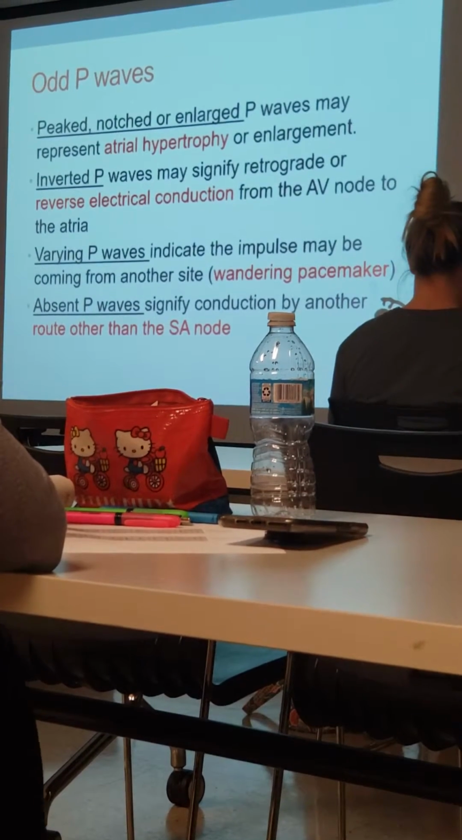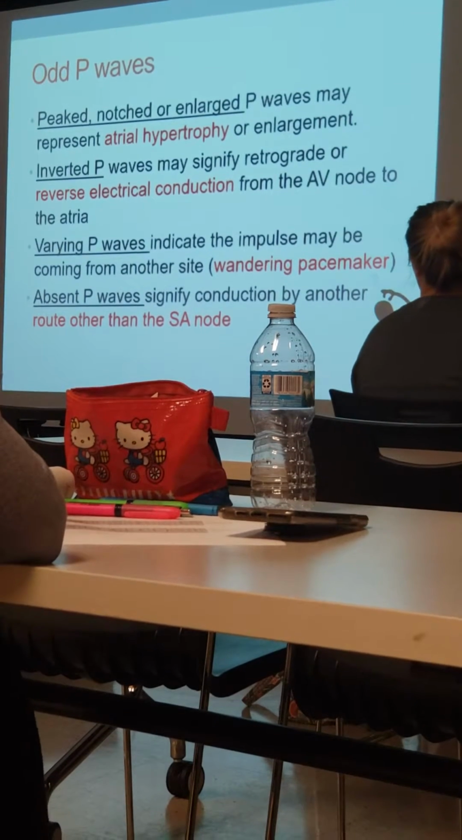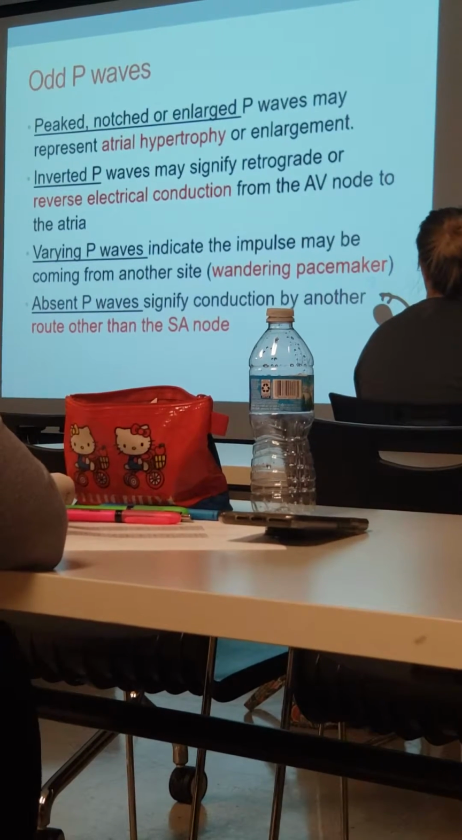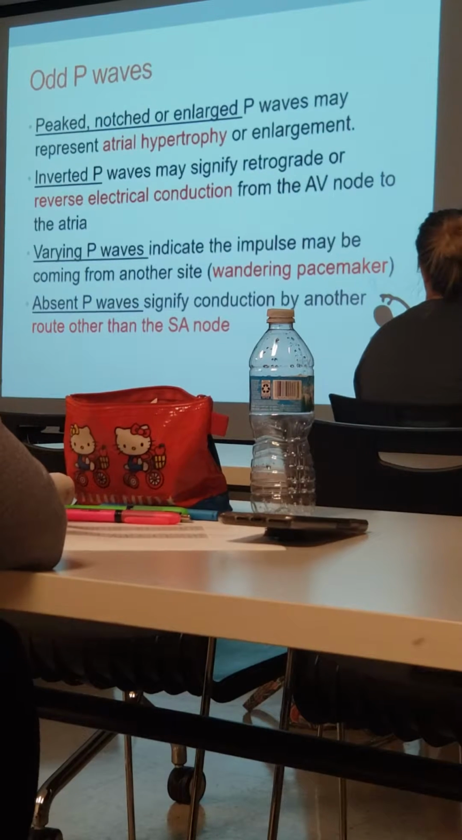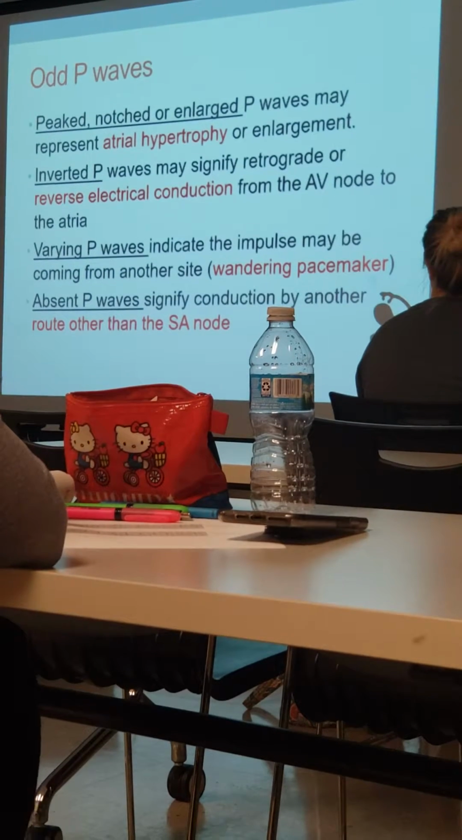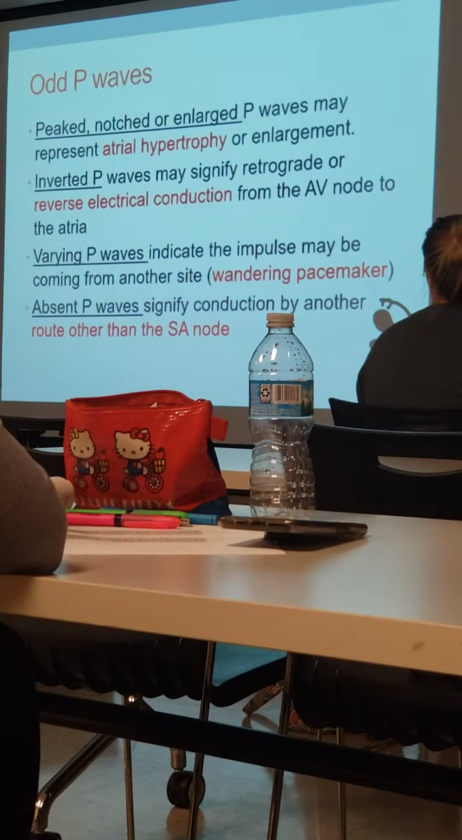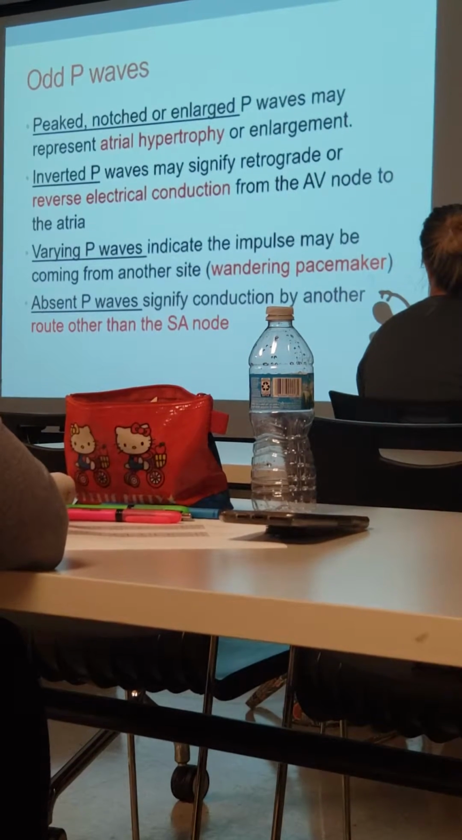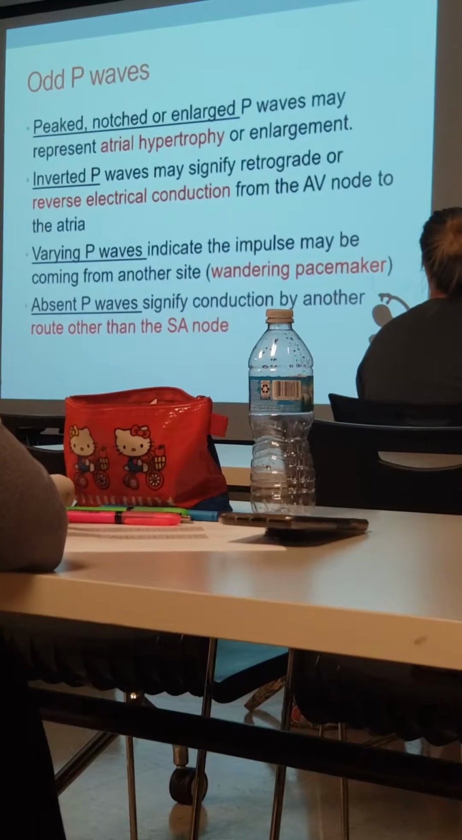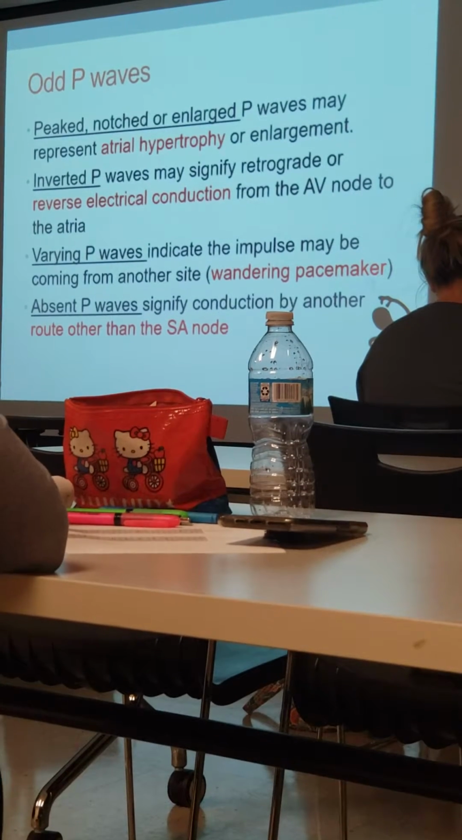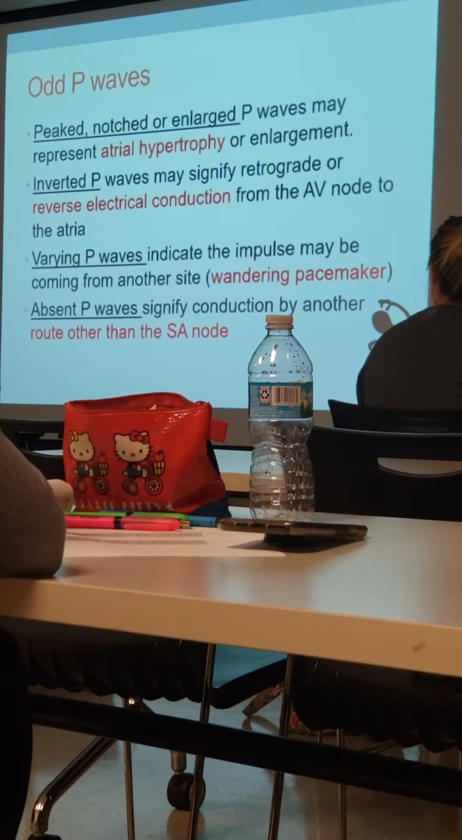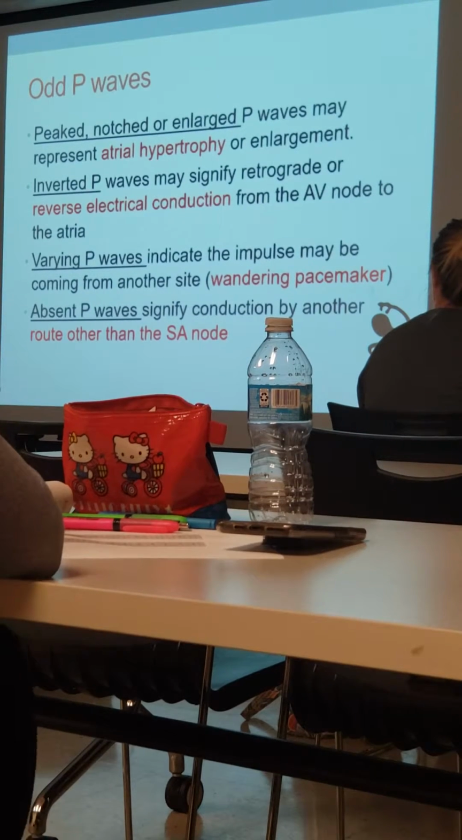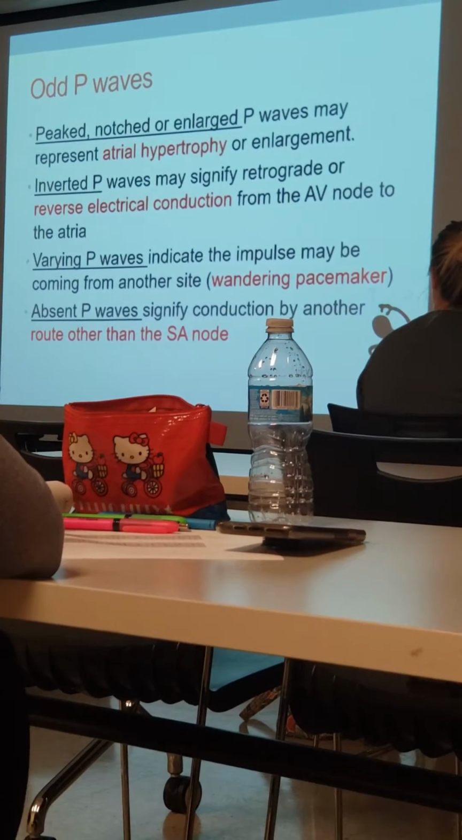Varying P waves means that they don't all look the same, or they don't all measure the same. This is a wandering pacemaker. It can be coming from all different parts of the atria. We just don't know which part is going to fire, and it's probably not the SA node. If we have a totally absent P wave, the conduction is coming by some other route other than the SA node. Usually if it's absent, we are conducting from the AV node or somewhere in the junctional area.